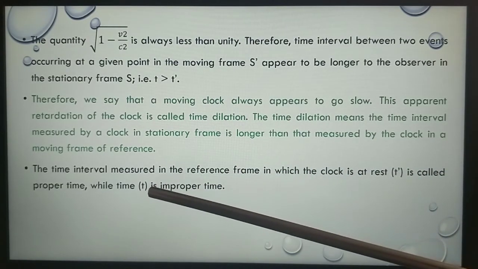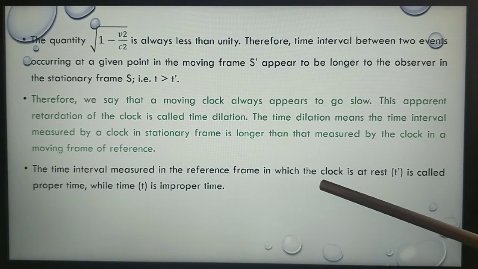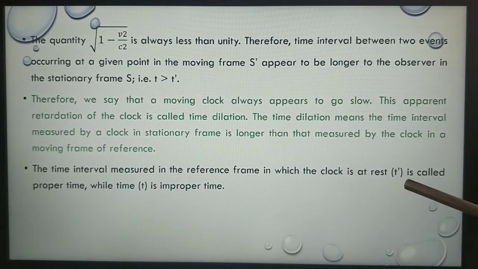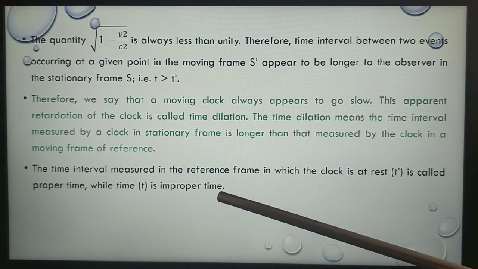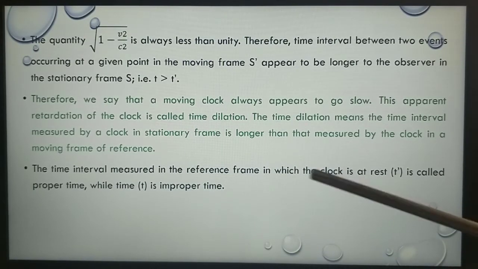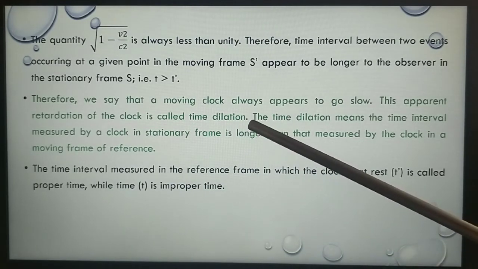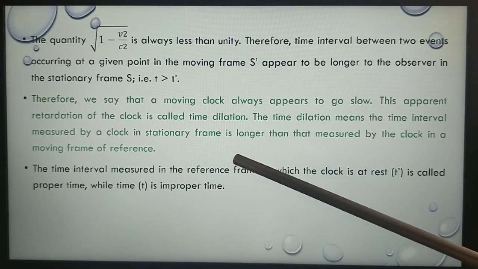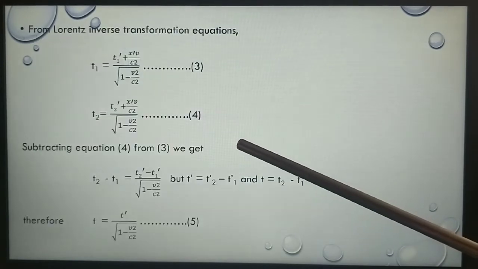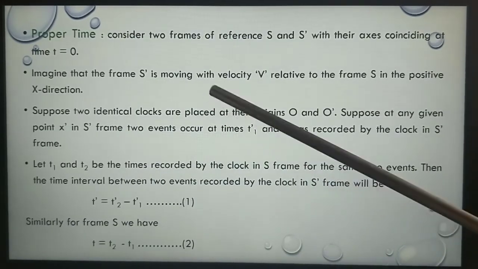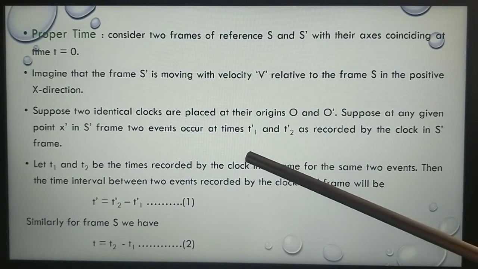The time interval measured in the reference frame in which the clock is at rest, t dash, is called proper time, while time t is improper time. That means t dash is the proper time and t is the improper time. Now we have to remember this definition. What is time dilation, and we have to derive this total equation. What is proper time? And we have to prove this.